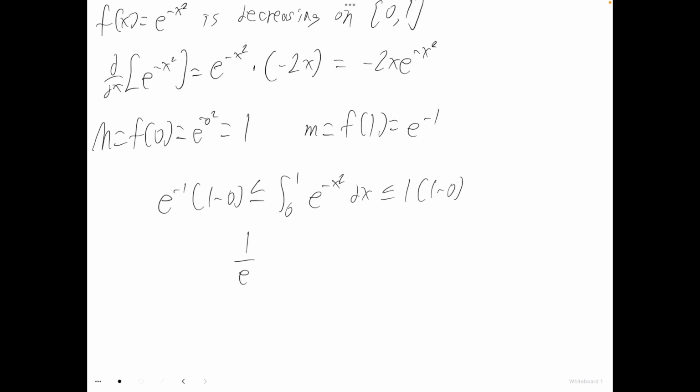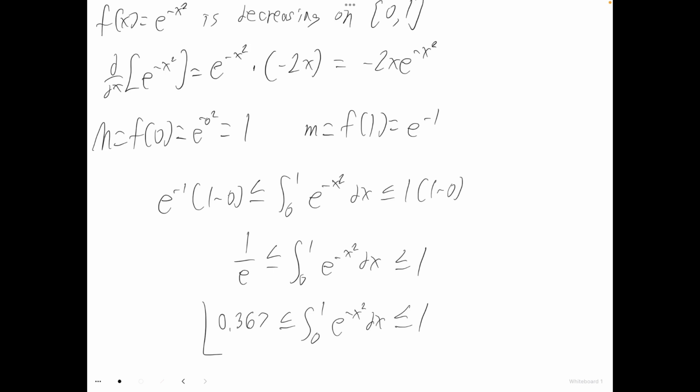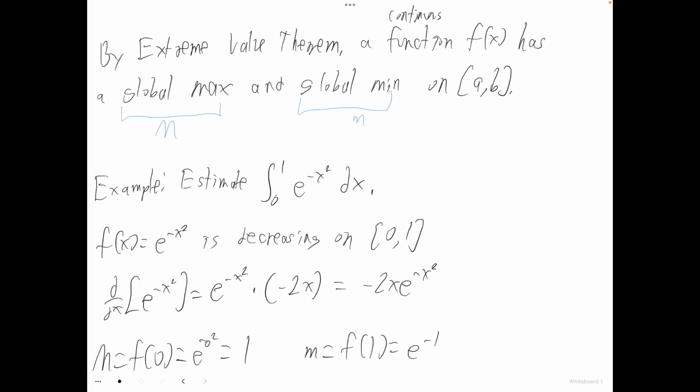Or 1 over e is less than or equal to the integral from 0 to 1 of e to the minus x squared dx is less than or equal to 1, where 1 over e is about 0.367. And so we were able to find bounds on the integral from 0 to 1 of e to the minus x squared using this comparison, which would have been kind of hard to find otherwise. And so this becomes a very useful property that we just found, as we were able to get bounds on this very hard to compute integral.